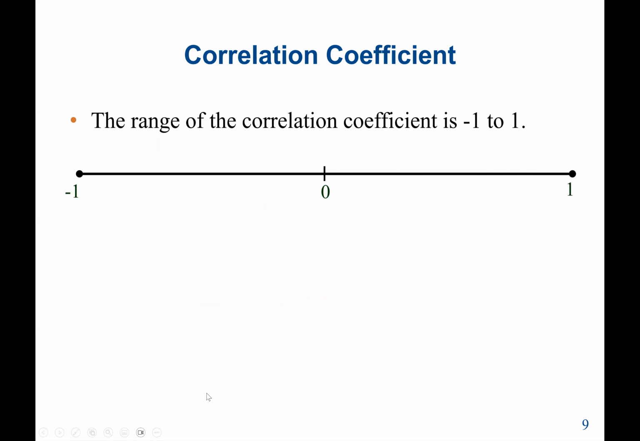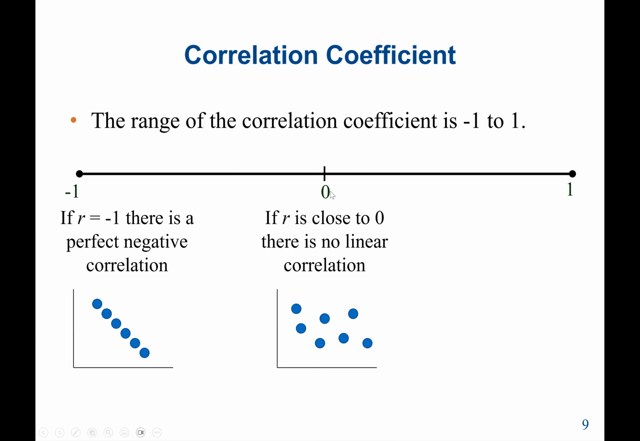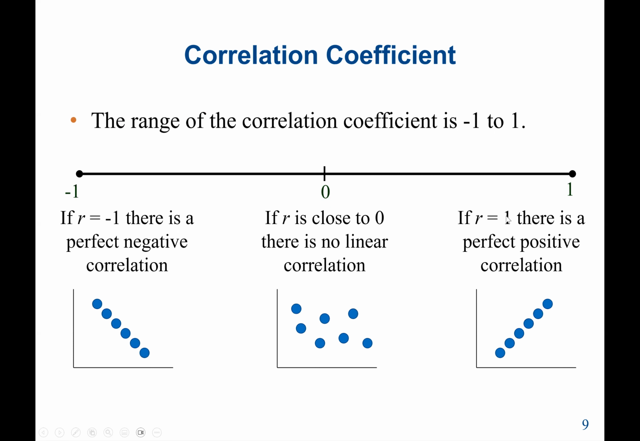So now the range of the correlation coefficients, as we said earlier, is between -1 and +1. If the value is close to or is -1, then we have a perfect negative correlation, which means a decreasing relationship. If it's close to 0 or is 0, then we don't have a linear correlation. If it's close to +1 or is +1, then we have a perfect positive correlation, which is an increasing relationship. We can see when X increases, Y also increases.